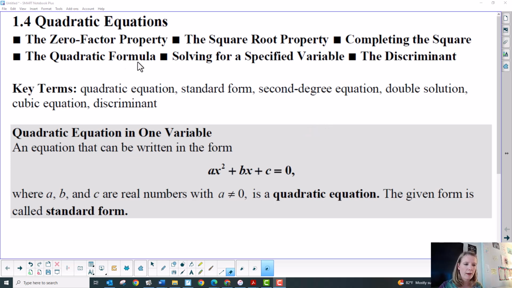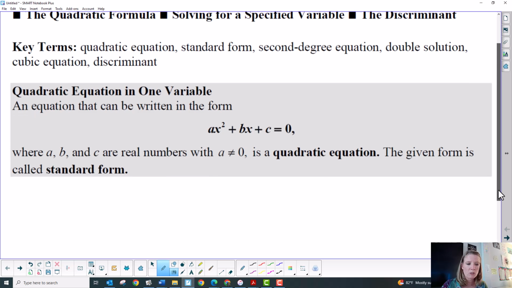This video is about quadratic equations. You can solve them with the zero factor property, solving square roots, completing the square, the quadratic formula, and the discriminant, which we won't get into in this video. But your first method of attack is always going to be to factor it.